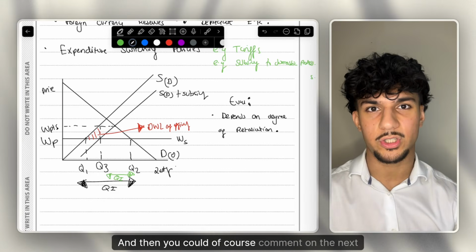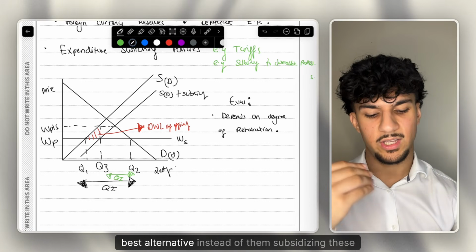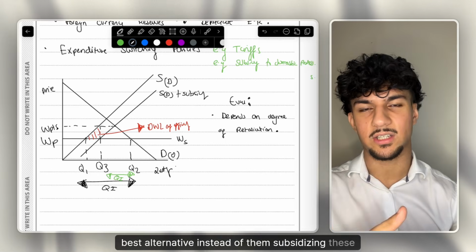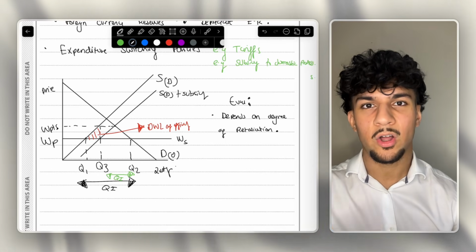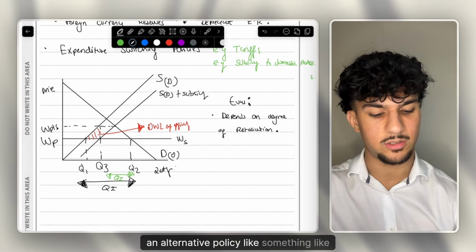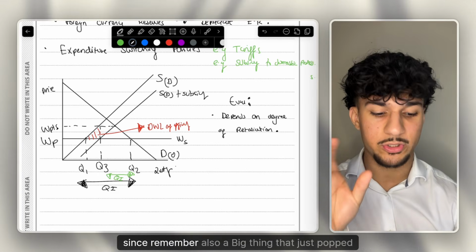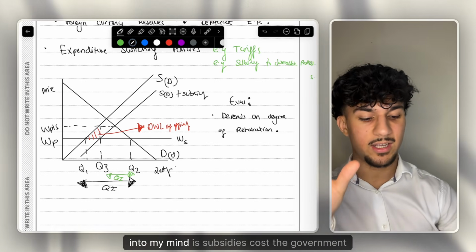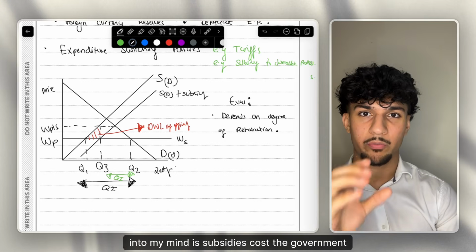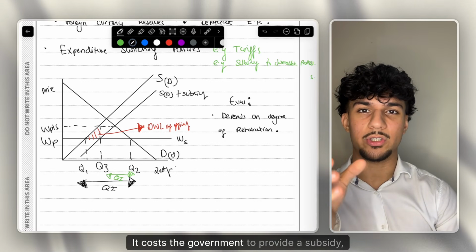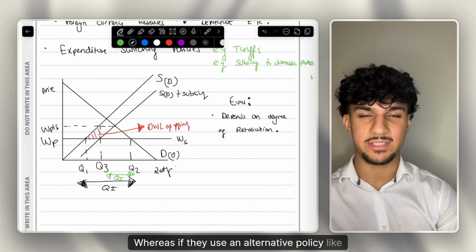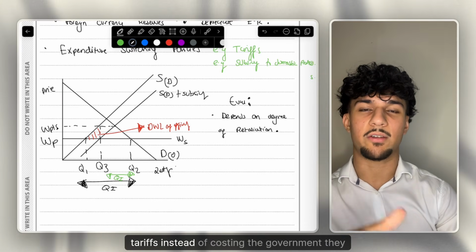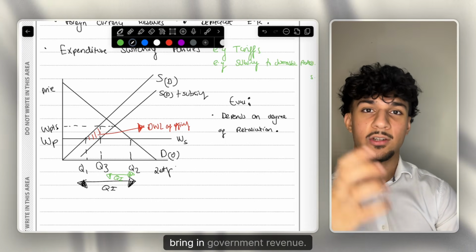And then you can of course comment on the next best alternative. Instead of them subsidizing these firms and these firms ending up wasting it, they could have spent that on an alternative policy. Since remember, a big thing that just popped into my mind is subsidies cost the government money, don't they? It costs the government to provide a subsidy. That is the trade barrier. Whereas if they used an alternative policy like tariffs, instead of costing the government, they bring in government revenue.